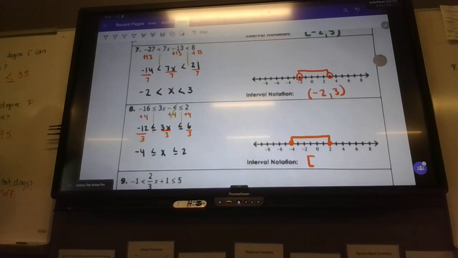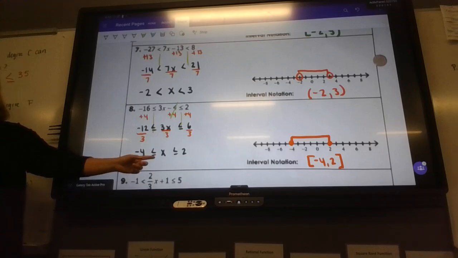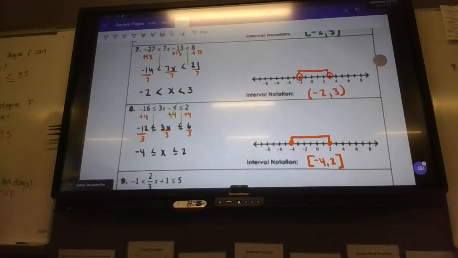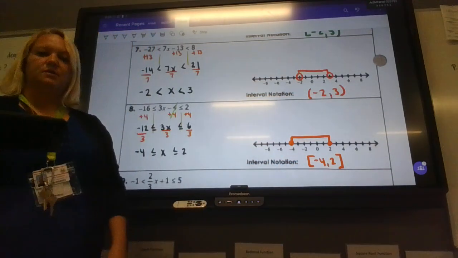No, these ones are closed. Good looking out though. So open when there's not the line. Closed when there is the line. And then the other thing about that is open circles get a parenthesis and closed dots get a bracket.